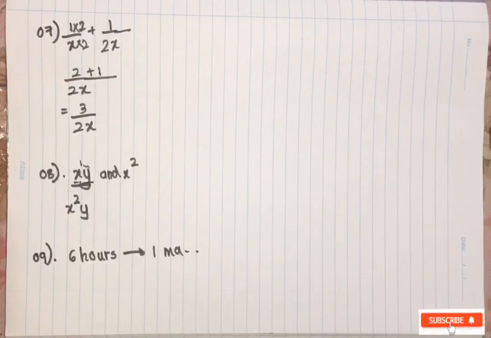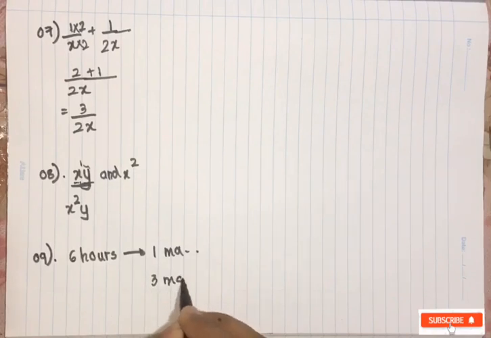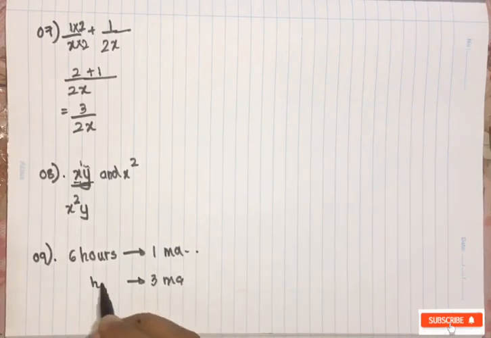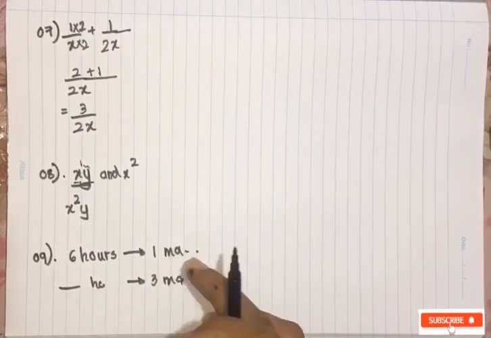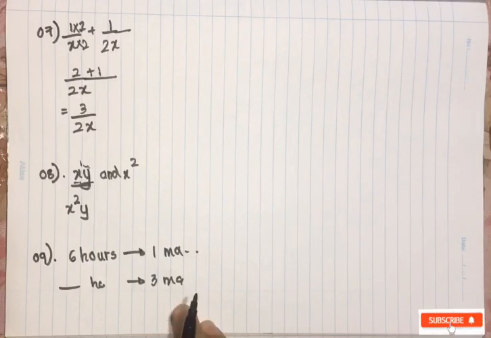They are asking you how many hours it will take to harvest this paddy field with 3 machines. With 3 machines, how many hours? Okay, now just think. If it takes 6 hours using one machine, when the number of machines increases, what will happen to the number of hours? It is going to decrease. Therefore, what you can do is just divide.